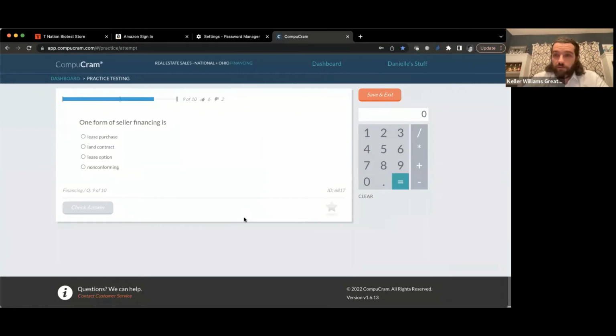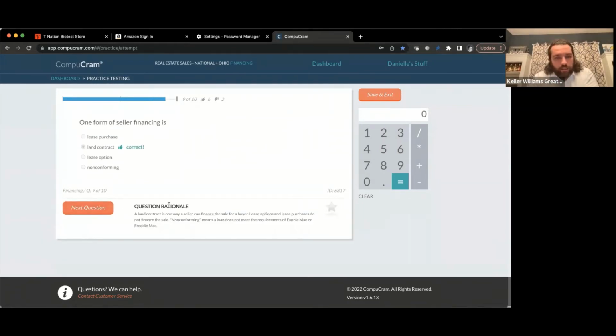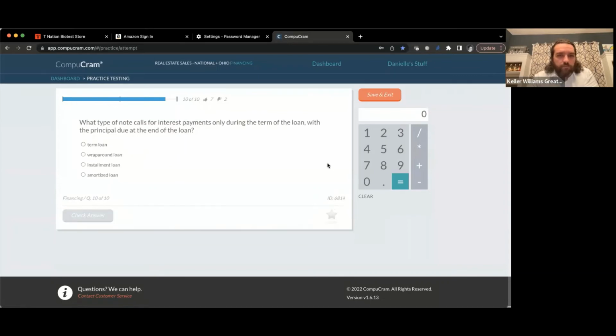One form of seller financing is A, a lease purchase, B, a land contract, C, a lease option, or D, non-conforming. Which one is a form of seller financing? Yes, the land contract is the most common form of seller financing.